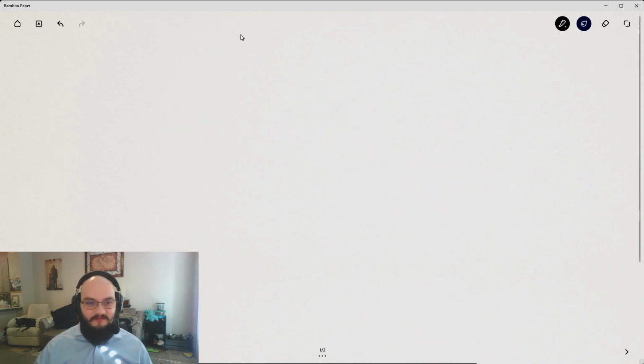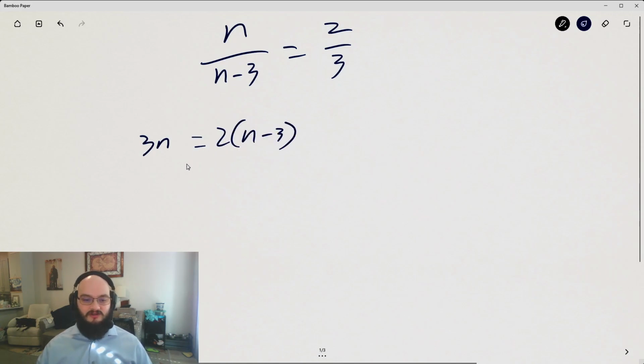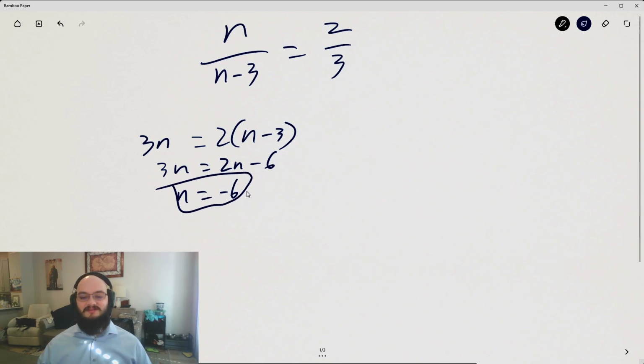For our fifth example, we have n over n minus 3 is equal to 2 over 3. So once again, there's not a clear thing we can multiply the numerator and denominator by to make equivalent fractions, so let's use our cross multiplication. N times 3, so 3n is equal to 2 times n minus 3. Let's distribute our 2. 2n minus 6 is equal to 3n. Subtract 2n from both sides. N is equal to negative 6.